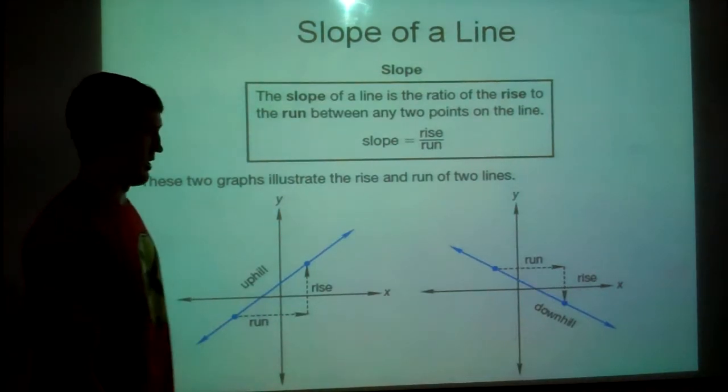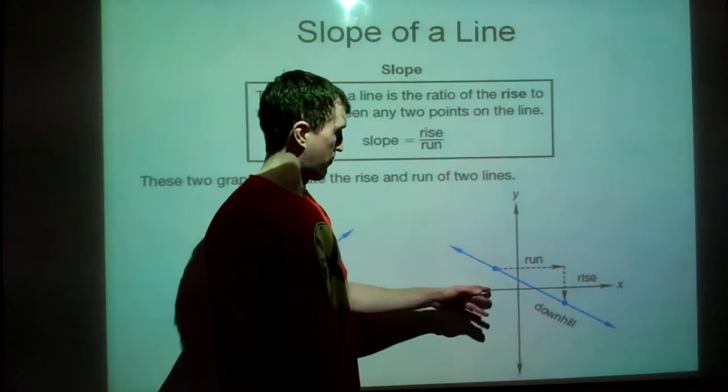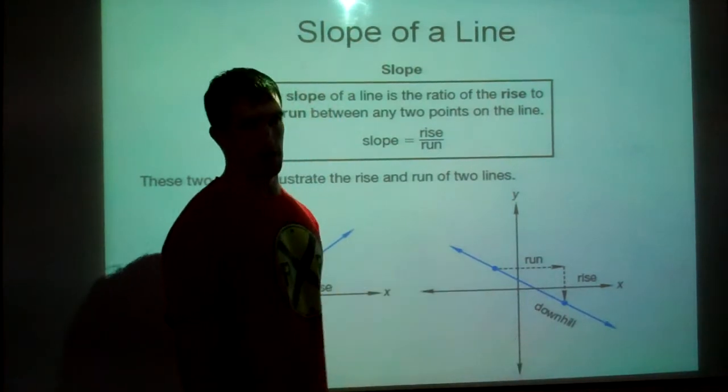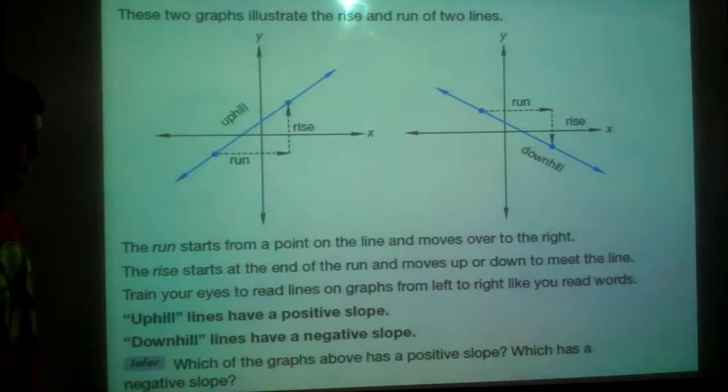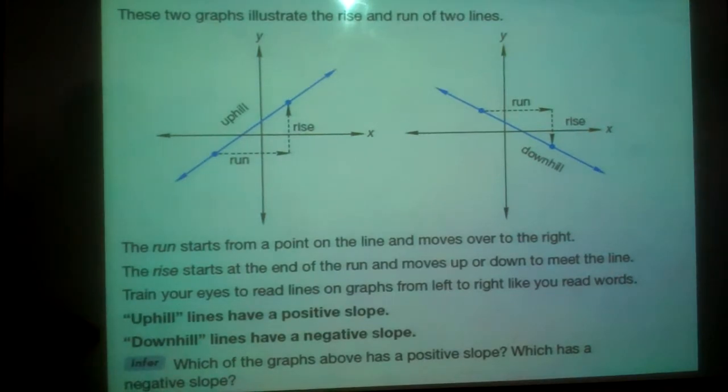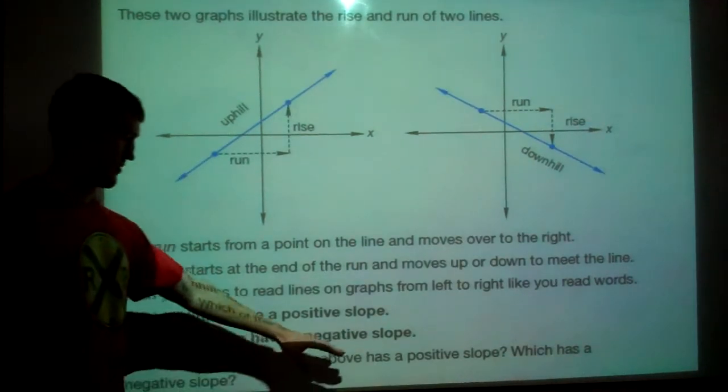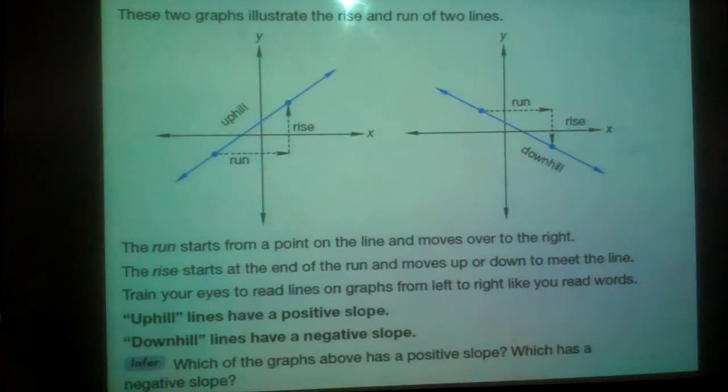The same thing is true for a downhill slope, except we're going to find out that these are a little different. So to actually finish that statement, downhill lines have a negative slope, okay? So that's the reason why they're a little different.